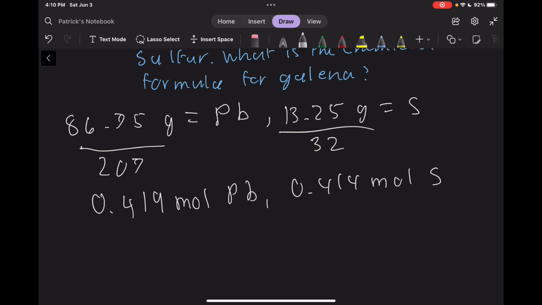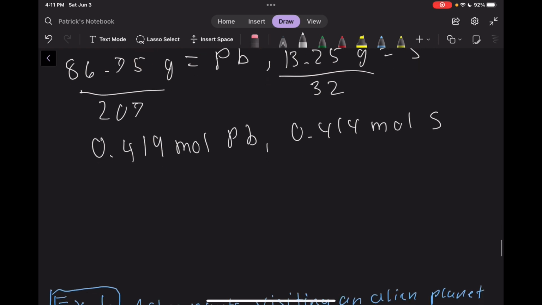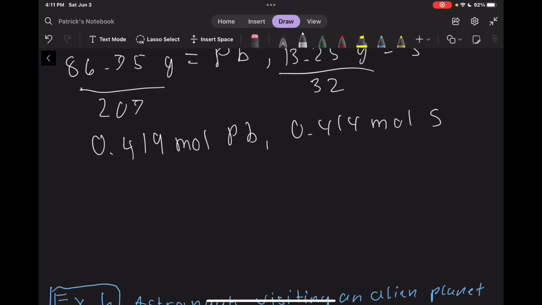1 is a whole number already. We don't need to touch that. The lead ratio of 1.01 is so close to 1 that we can round it to the nearest whole number. This means that the two subscripts are going to be 1. The formula for galena is PbS.